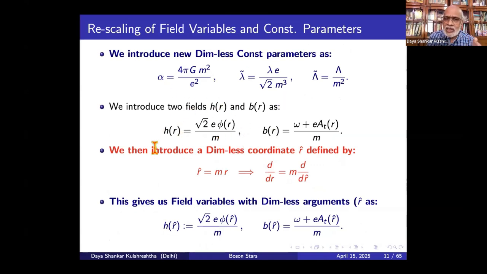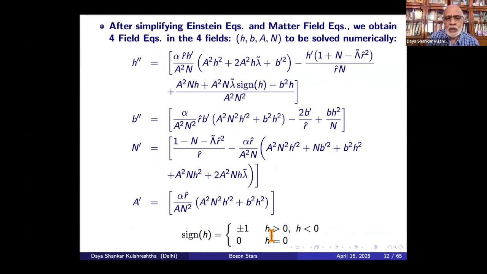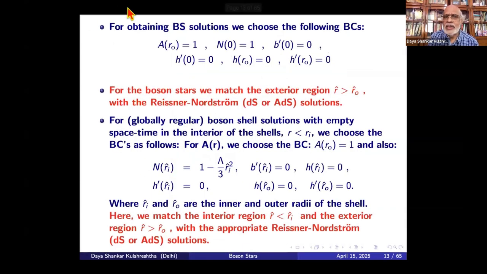So we construct new variables. So we define new constant parameters in terms of the old ones. So the new ones are dimensionless. And the field variables are also redefined so that this H and B are dimensionless. Then we also like to make the argument of the fields dimensionless. So we define r hat equal to m r. And with this, these are the new definitions of the scalar matter field and the vector matter field with dimensionless arguments. So eventually the equations of motion reduce to this set of 4 equations. This is for the scalar matter field, for the U(1) gauge field, and for the metric functions. So these are obtained from the Einstein equations. Then you choose the appropriate set of boundary conditions for the boson stars and for the boson shells.